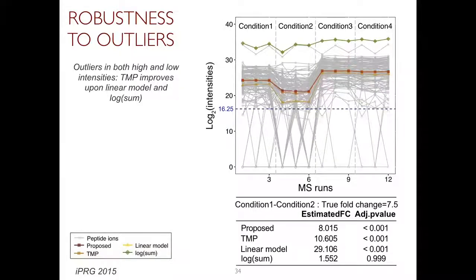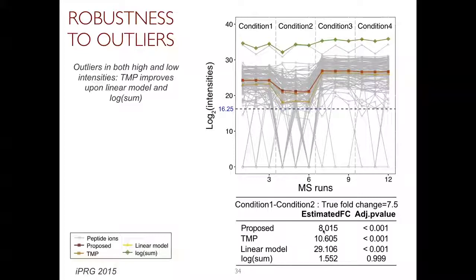And of course, real life, and especially with DIA, will look more like that, where we have a bit of everything, right? We have low values, we have interferences, high intensity peaks and low intensity peaks. And so we see here, this is a spiked protein, true fold change 7.5, and the linear model has 29-fold change. The log of sum was too noisy, couldn't find anything, right? And so only taking care of both missing values and outliers helped us get to the results.